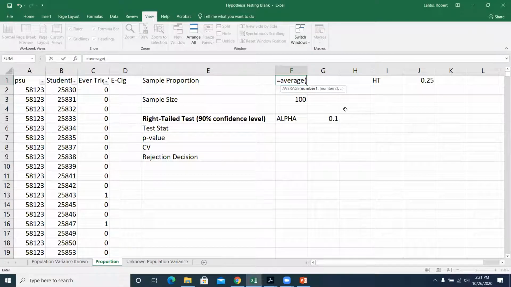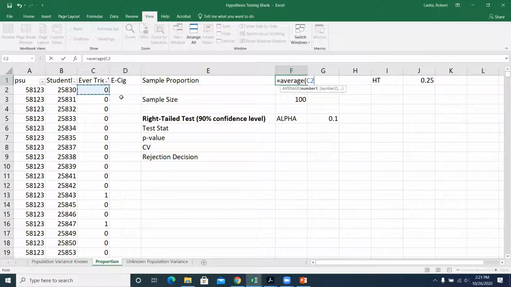We have this variable, which is a 1 if the person's ever tried an e-cigarette and 0 if not. This survey was of high school and middle school students, and so the idea here is, well, what's the true population proportion of middle or high school students who have ever smoked e-cigs, right?